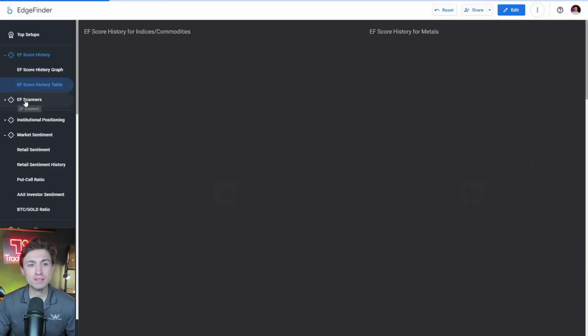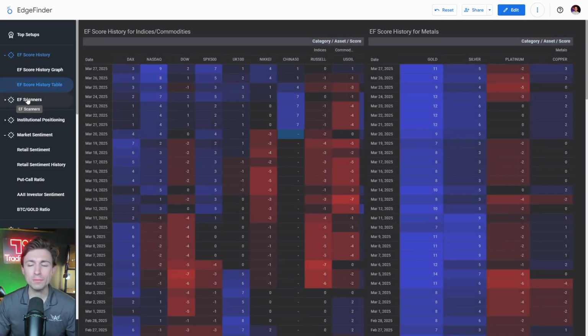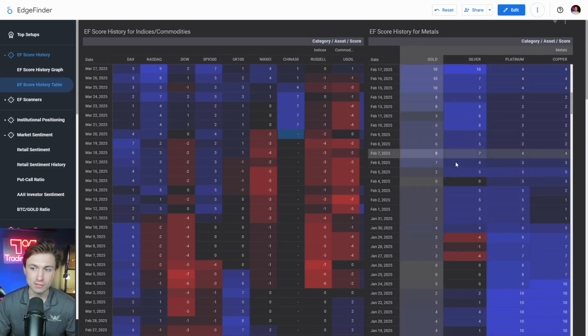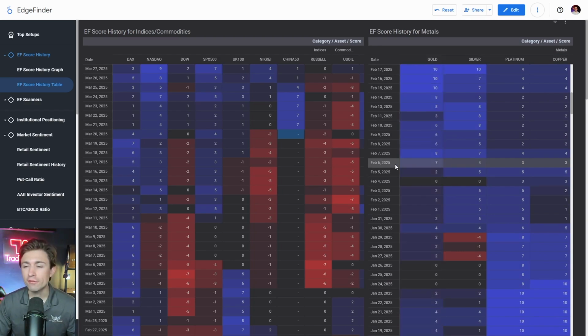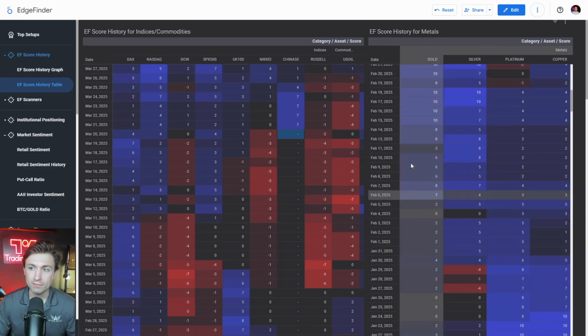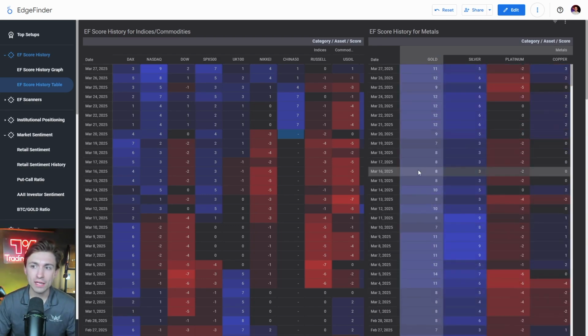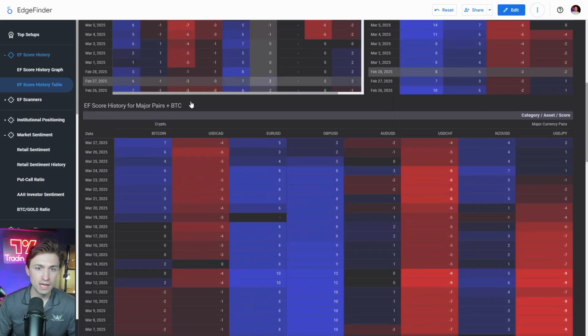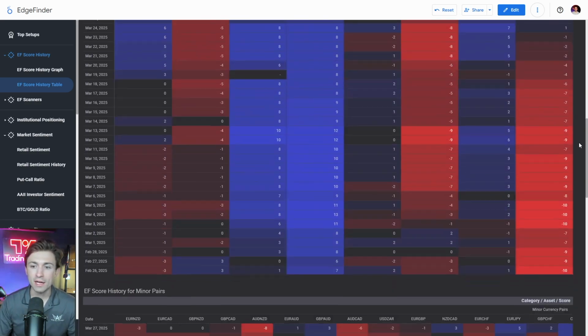We've also broke this into a score history table. This is a very popular way to look at this. You can actually see lots of different charts at the same time. So by reading this, you can see that the EdgeFinder got bullish or a 5 or greater score on February 6, 2025. It's been bullish pretty much the whole time since then, continuing to produce a strong reading. Of course, you can do this for everything. We have metals, indices, and commodities, and then we of course have major currency pairs and minor currency pairs.